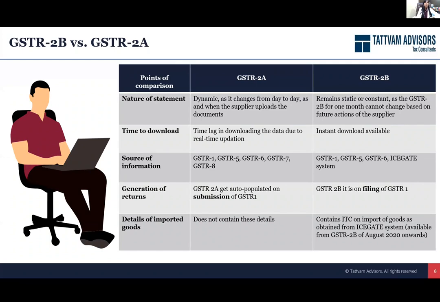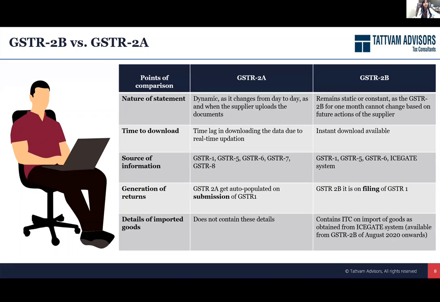Now, when coming to the generation of return, GSTR 2A gets auto-populated even if the supplier has submitted their GSTR 1 and they have not filed it. So data starts reflecting in GSTR 2A, while you could see whether it is filed or not filed, that flagging is there. But the data is still there. You can see the person has not filed the return, although he submitted the data on the portal.